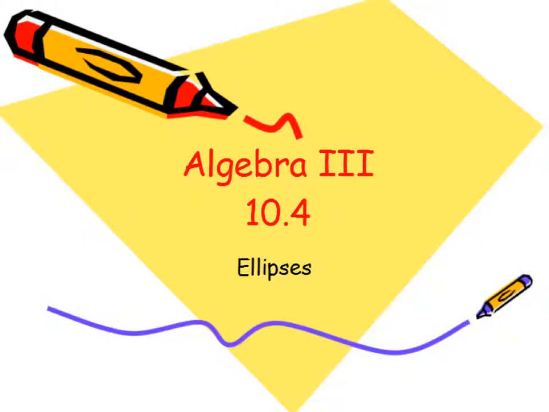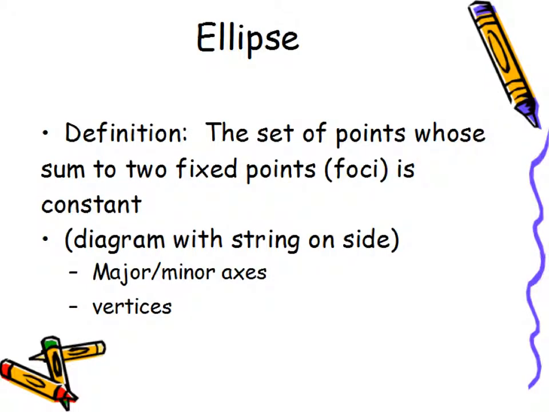Hi there. Today we're going to talk about the third conic section. That's an ellipse. Remember, an ellipse is when the plane crosses through the cone kind of at an angle. It is an elongated oval, or we call it an ellipse. So an ellipse, by definition, is the set of points whose sum of distances to two fixed points, we call those the foci, and that's just plural for focus, is always constant.